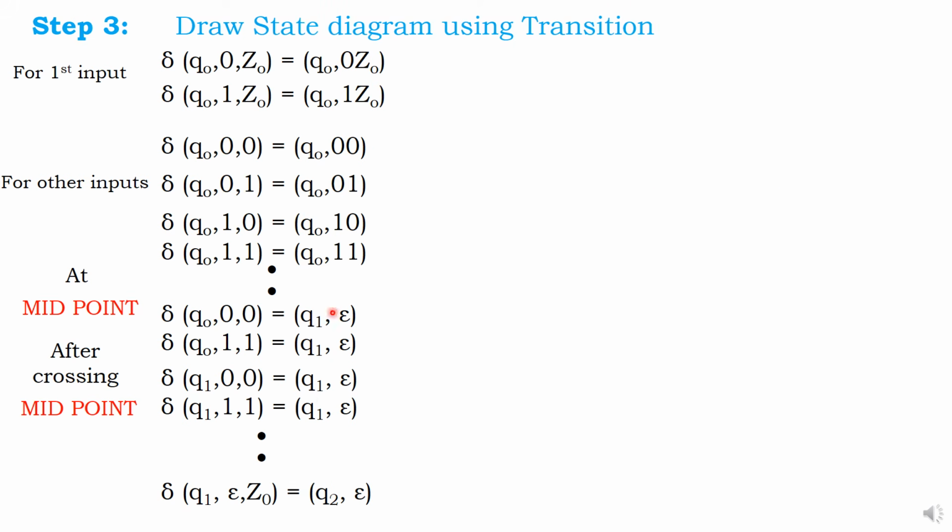We are ready with the transition function and we are going for the state diagram. Starting is Q0. Q0 to Q0 self loop I am having. Total I should have 6 different values. 0, Z0 slash 0 Z0. 1, Z0 slash 1 Z0.